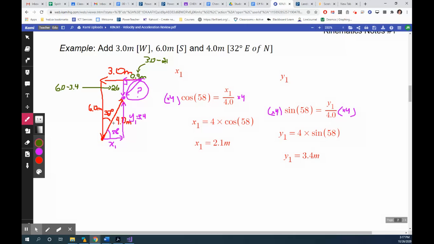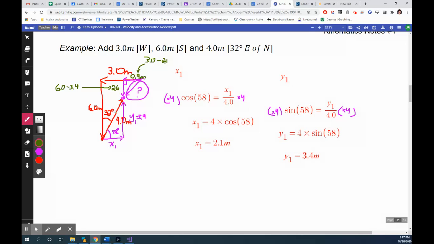Okay, so we weren't quite finished this question because we hadn't done a squared plus b squared equals c squared to get this length. So just to refresh what we did, in red, we were adding up the vectors: 3 meters west, that's this one here, and then we went 6 meters south, all the way down there, and then we went 4 meters, 32 degrees east of north, which means we went north, we went 32 degrees east, and that was a 4 meter displacement.